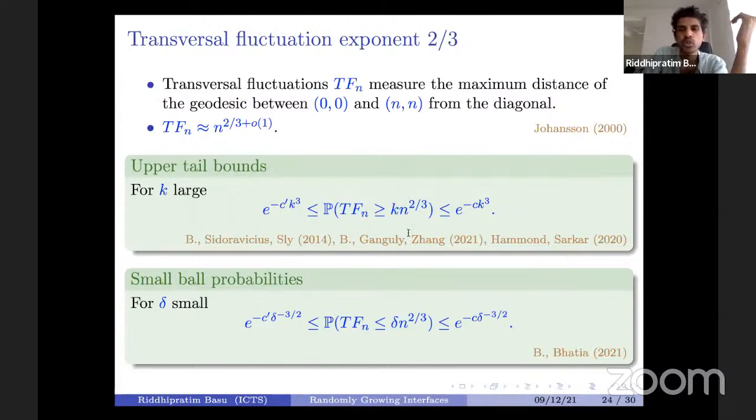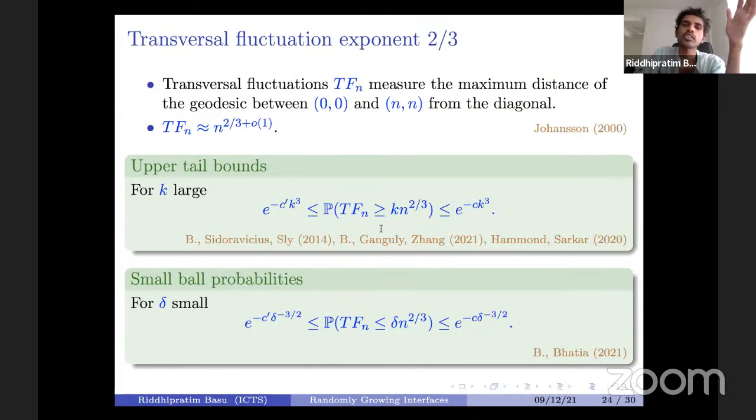In particular, we showed that the probability of the transversal fluctuation being larger than some large constant k times n to the 2/3 decays like e to the minus a constant times k cubed. There is also a corresponding lower bound, which was proved in a paper by Alan Hammond and Schroeder. So that's one example of a result about the geometry of the geodesic.